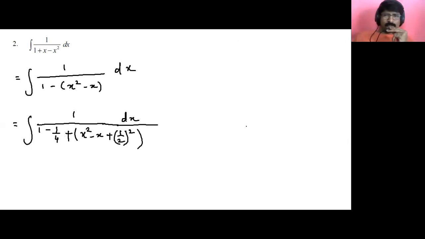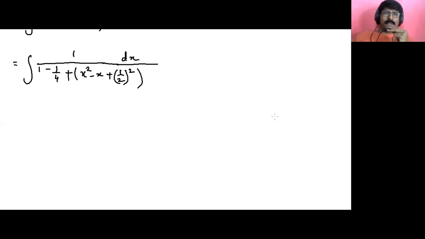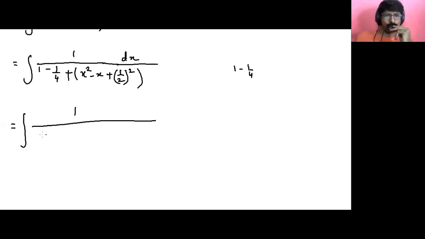Now this is like the normal thing. Let's see how to go ahead with this sum. So 1 upon, what will this become? 1 minus 1 upon 4. 1 minus 1 upon 4 becomes 3/4, isn't it? 4 ones are 4 minus 1, 3 upon 4. So this will become 3 upon 4 minus, and this is the square of what? This will become x minus 1/2 the whole square.